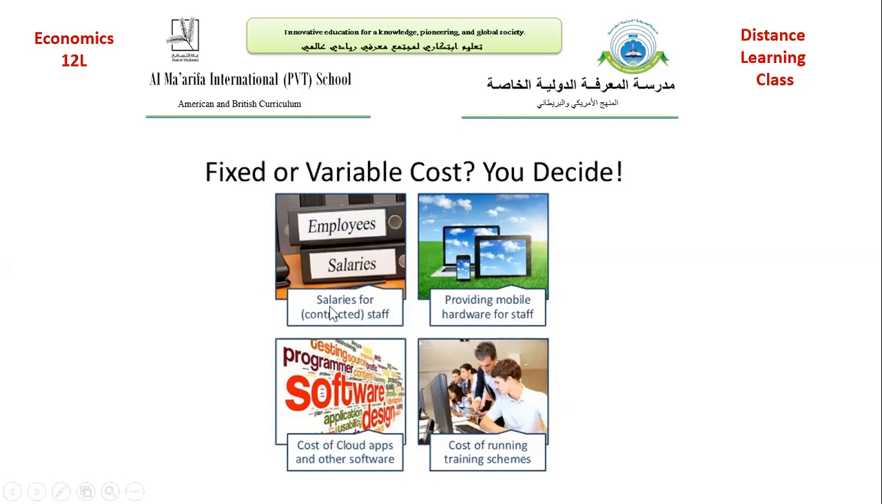We're coming to the first one. Salaries for contracted staff means people you've hired by contract. No matter whether they're working or not working, you must pay salary. So what do you think about salaries for contracted staff? Of course, it is a fixed cost. Next one, cost of cloud app and other software. Of course, it is a fixed cost. Next one, providing mobile hardware for staff. It's a variable cost. Cost of running training schemes. Of course, it's a variable cost.